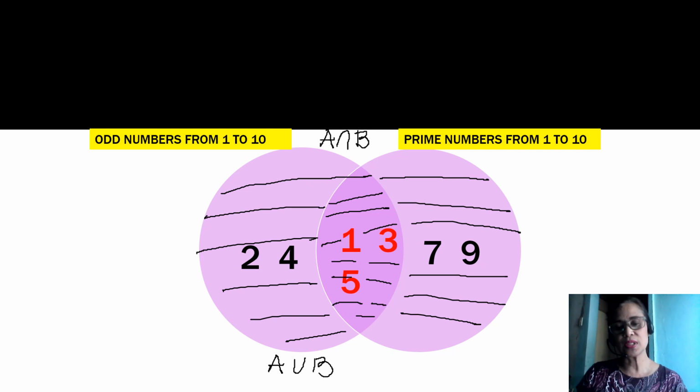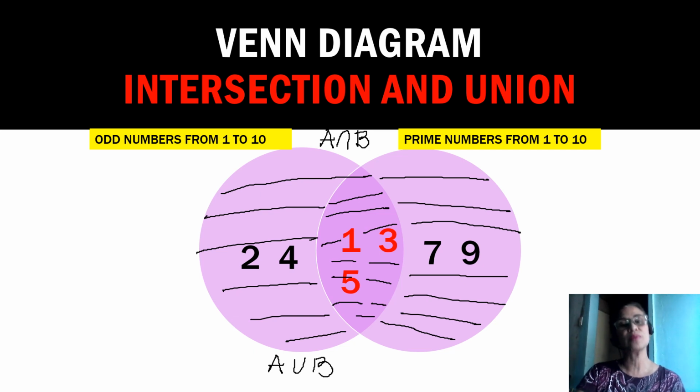So, this is how we illustrate A union B. So, this is now Venn diagrams, intersection, and union. Now, let's apply the Venn diagram.